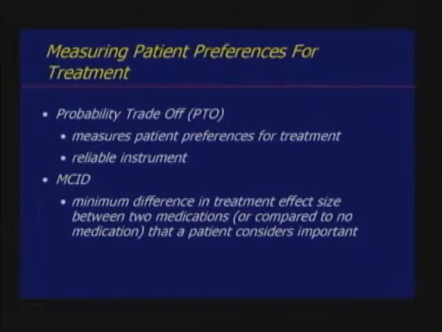We then went on, and this work was done by Erin Kennedy, who did a PhD with me, and we used a much better instrument, and that is the probability trade-off technique, which measures patients' preferences for treatment. It's been developed and validated by Hilary Llewellyn-Thomas and Annette O'Connor. And what it allows us to do is find out what the MCID is, and what we mean by that is the minimal clinically important difference that patients think is important.